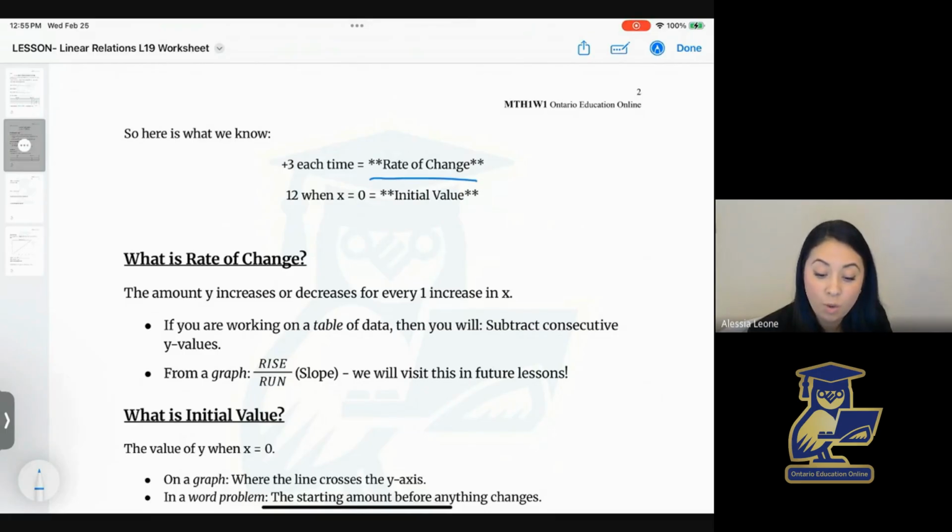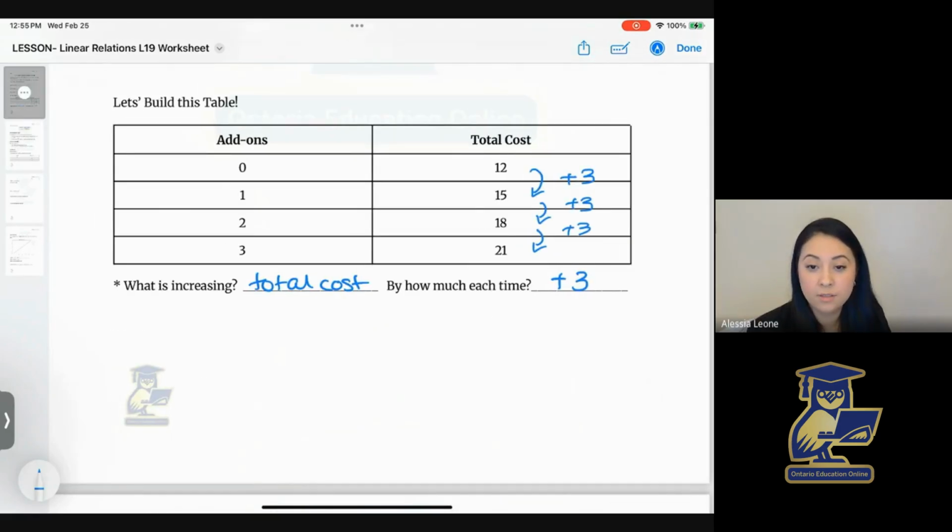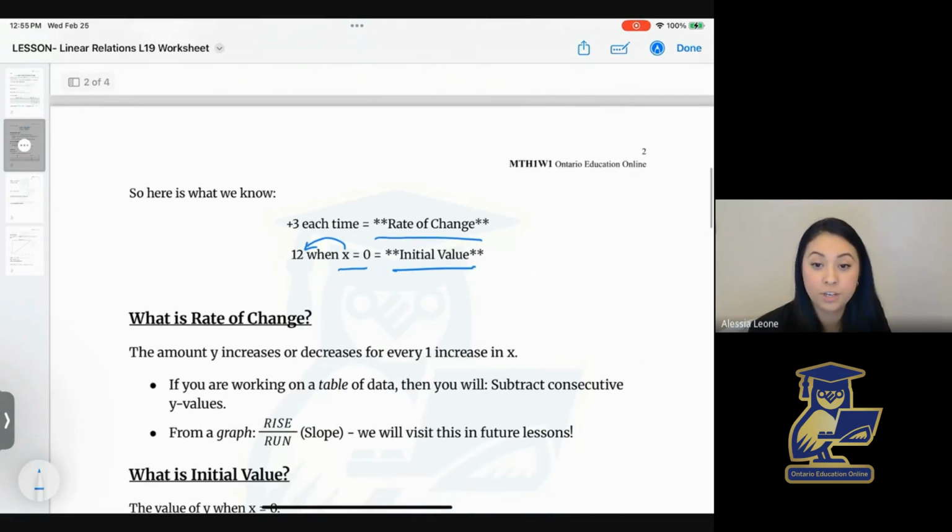And the 12 is when x is 0. When we have no add-ons, when x is 0, our y is 12. That's what we see here, because this is our x and this is our y. So when x is 0, y is 12. Down here, when x is 0, we have 12. That brings us to our initial value, where we start. That's our initial value.